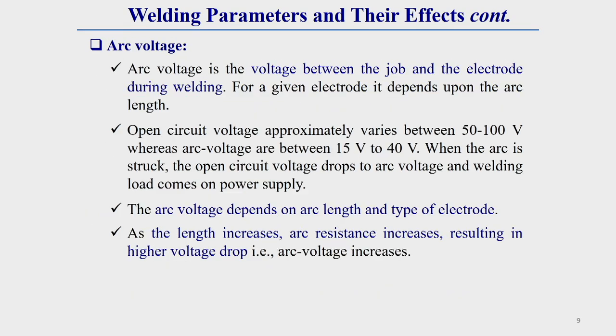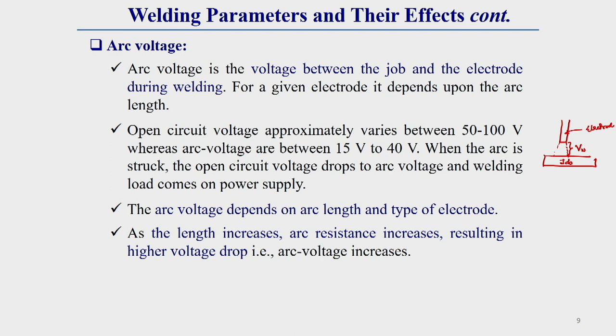Now we'll go to the effect of another operating variable, the arc voltage. I have already discussed arc voltage: it means the voltage between the electrode and the workpiece. Whatever voltage we get in this gap, in the arc, is called arc voltage or welding voltage.